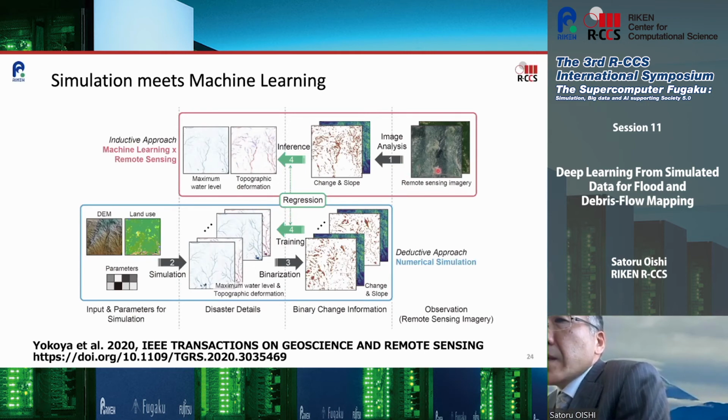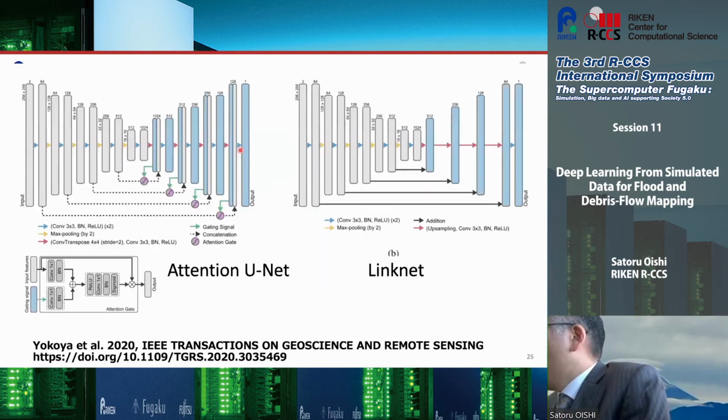Then after the disaster happened, we put in the image and binary image. Then that deep learning can calculate the topographic deformation and the maximum water level within a very, very small time. We assume the time from when the disaster happened, I mean the satellite image taken, to the maximum water level and these kinds of calculation is within 2 hours. And Dr. Yokoya, who is an expert of machine learning, established the cooperation between the AIP and the R-CCS. He's in AIP. And he uses the attention unit, this kind of deep learning network, for picture identification, and LinkNet as well.